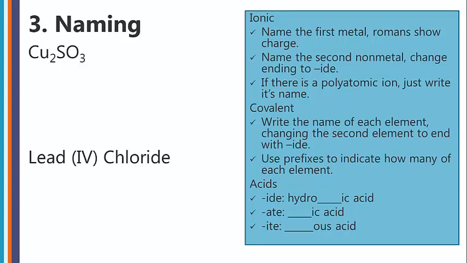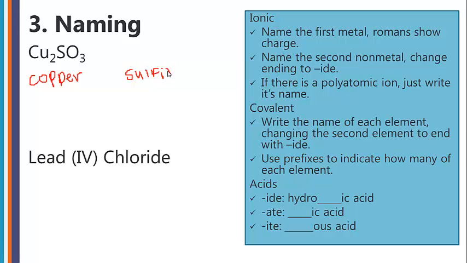So the first one, I've got Cu2SO3. In order to name this, we're going to name the pieces. The first thing that we have is the Cu, which is copper. Copper is a transition metal, which means I've got to figure out what its charge is and then put that in Roman numerals. I don't know the charge on copper, but I do know the charge on the other thing. The other thing is sulfite. So I'm going to write sulfite because we know that part.